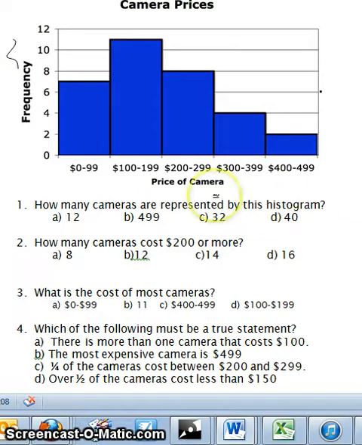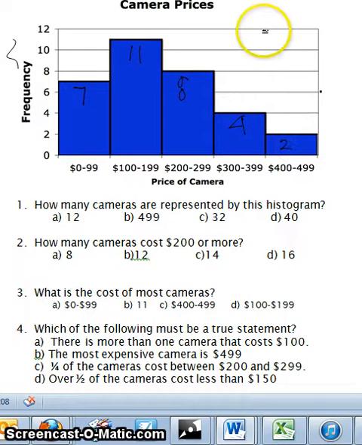Well, what I need to do is figure out how many cameras are in each category and then add them together. So in this category, we just said I had 7 because the height of this tells me how many, so there are 7 cameras there. In this category, it looks like we've got 11. Here I have 8. Here the height of that is 4 cameras, and here it looks like 2 cameras.